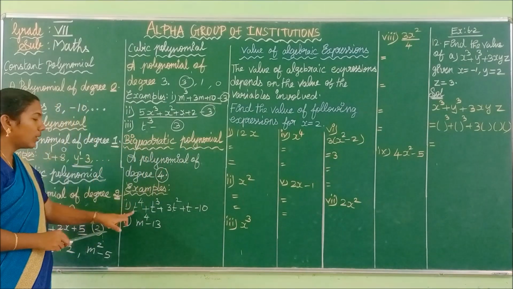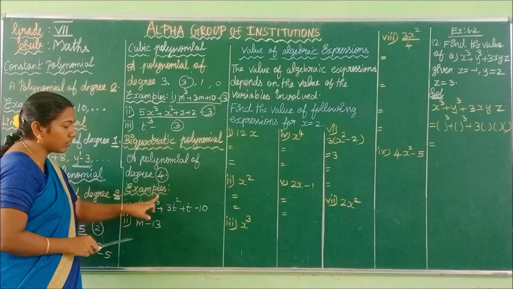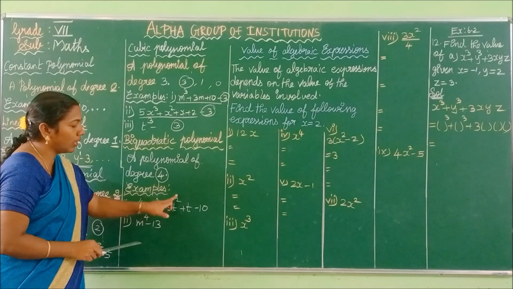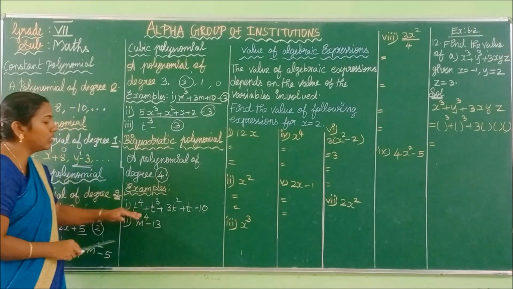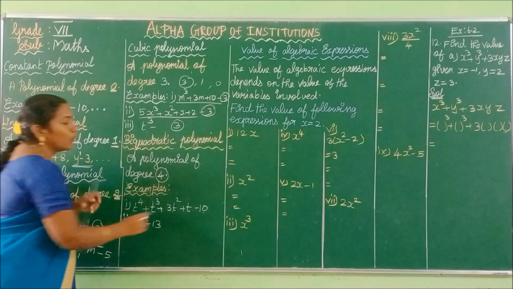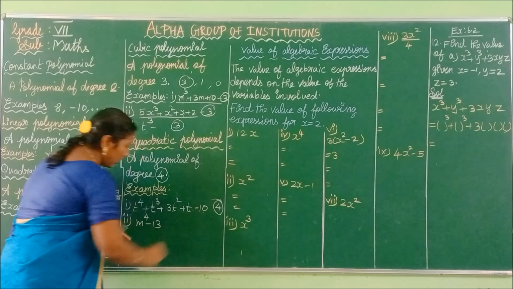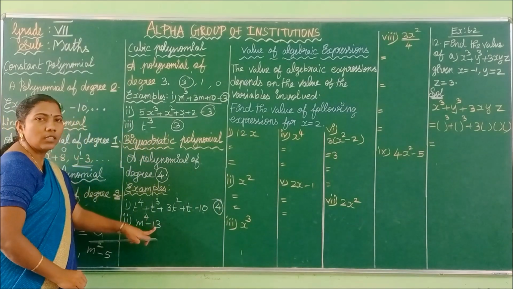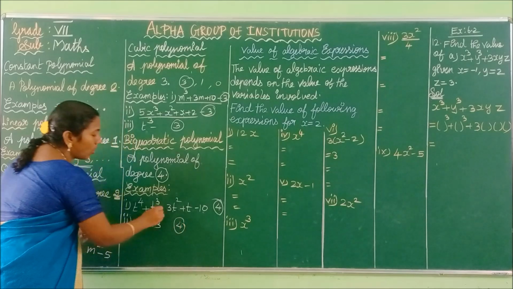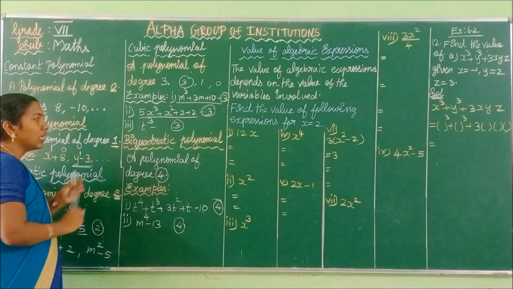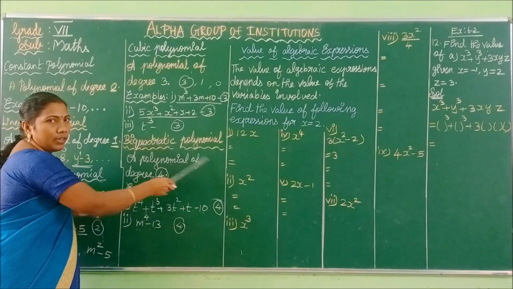Okay. See here, t power 4 plus t power 3 plus 3t square plus t minus 10. If you find the degree of this polynomial, it is 4. See here, m power 4 minus 13. So what is the degree of this polynomial? It is also 4. That's why we are calling these polynomials biquadratic polynomials.